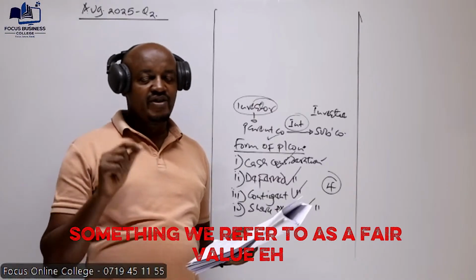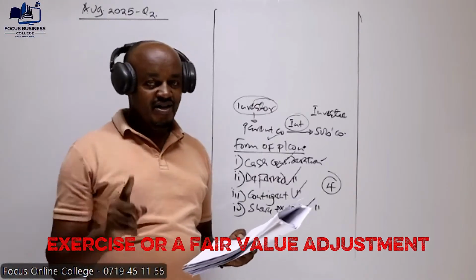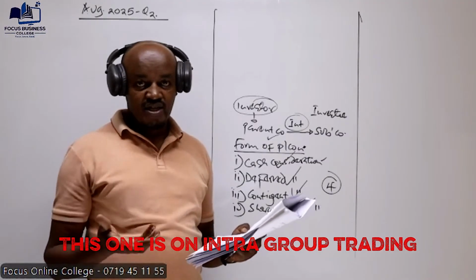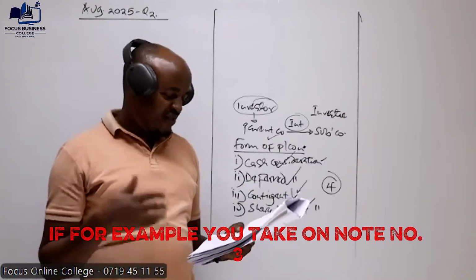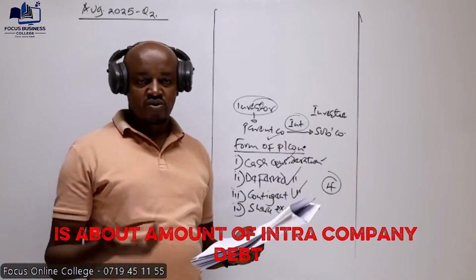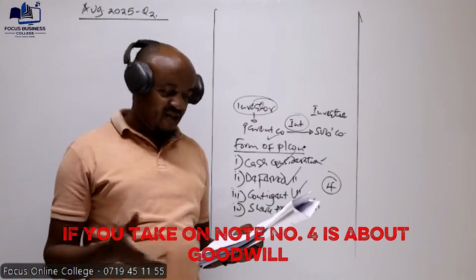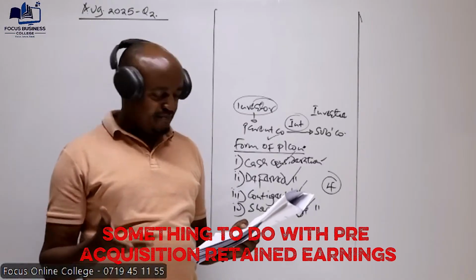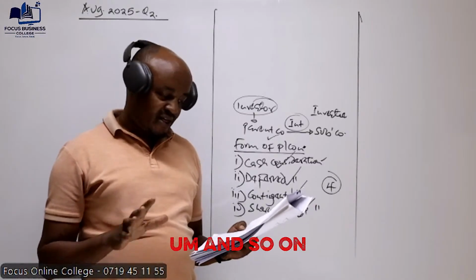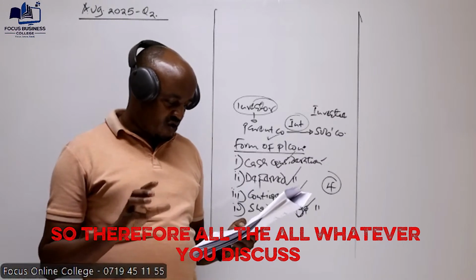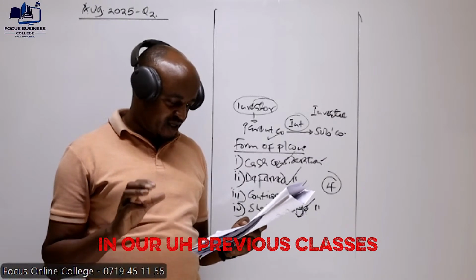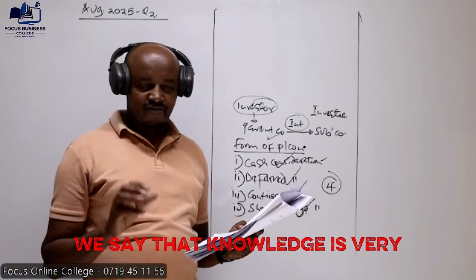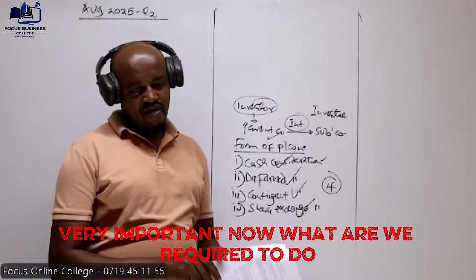Something we refer to as a fair value exercise or a fair value adjustment. If you take, for example, note number 2, this one is on intra-group trading and also the concept of unrealized profit. If you check on note number 3, it is about the amount of intercompany debt. If you check on note number 4, it is about goodwill. If you check on note number 5, it is about, I think, something to do with the pre-acquisition retained earnings, and so on. So whatever you discussed in our previous classes, we said that knowledge is very, very important.